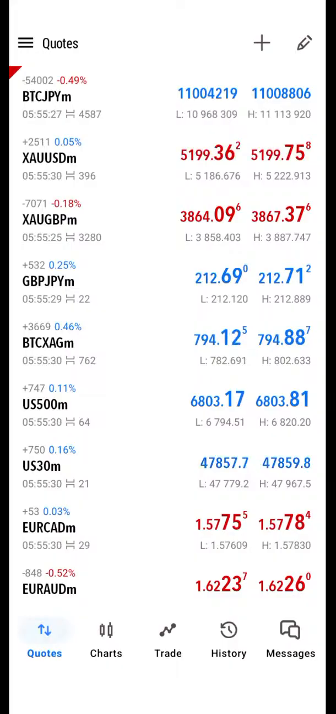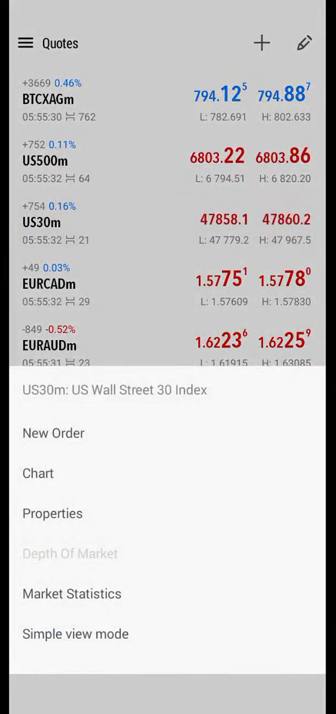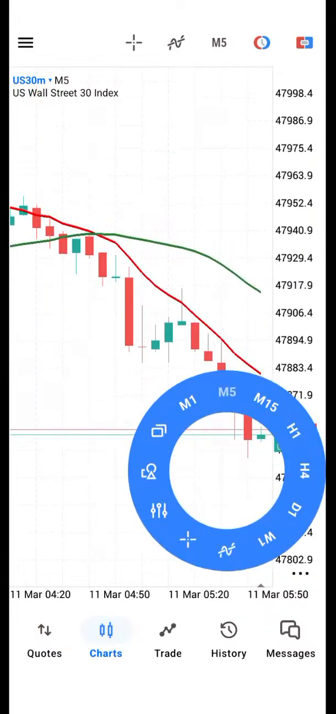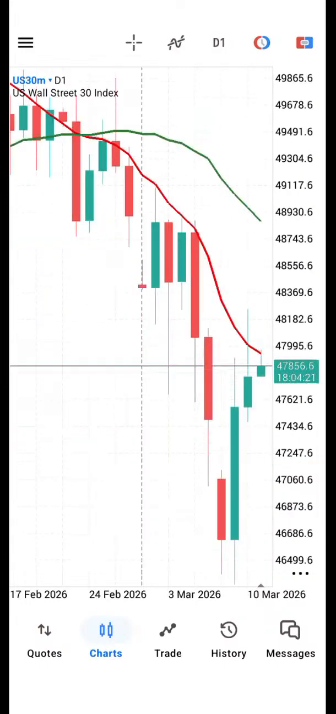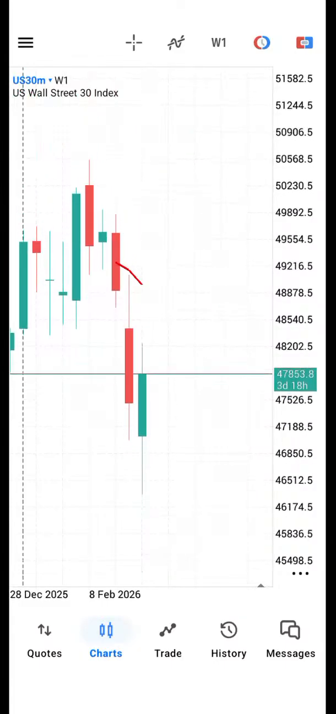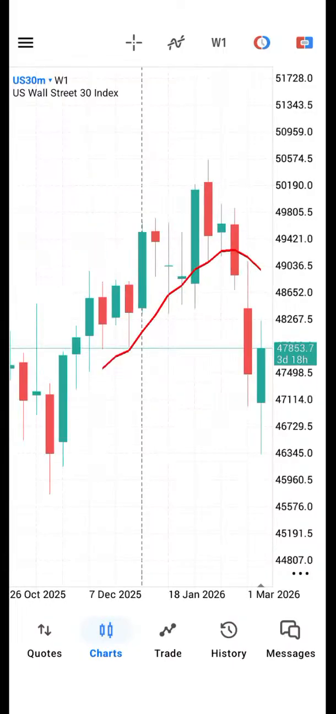Let me see what US 30 is doing. One day is trying to go up, but it's below its 50 EMA. So we're looking for sell. We're looking for sell at 1 week, because 1 week at the same time is below its 50 EMA. Okay, we're looking for sell, because miracle cannot happen overnight for that 1 week to break that 25 EMA.